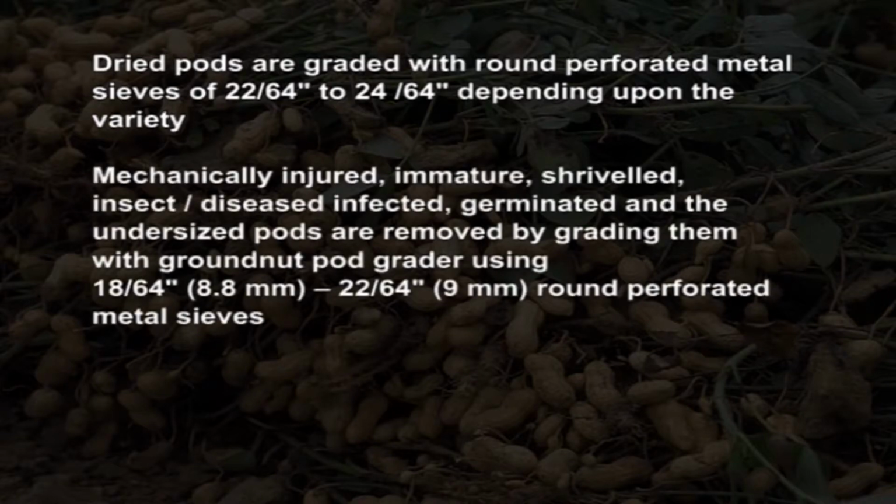The mechanically injured, immature, shriveled, insect or disease infected, germinated and undersized pods are removed by grading them with the groundnut pod grader using 18 by 64 inch and 22 by 64 inch round perforated metal sieves.